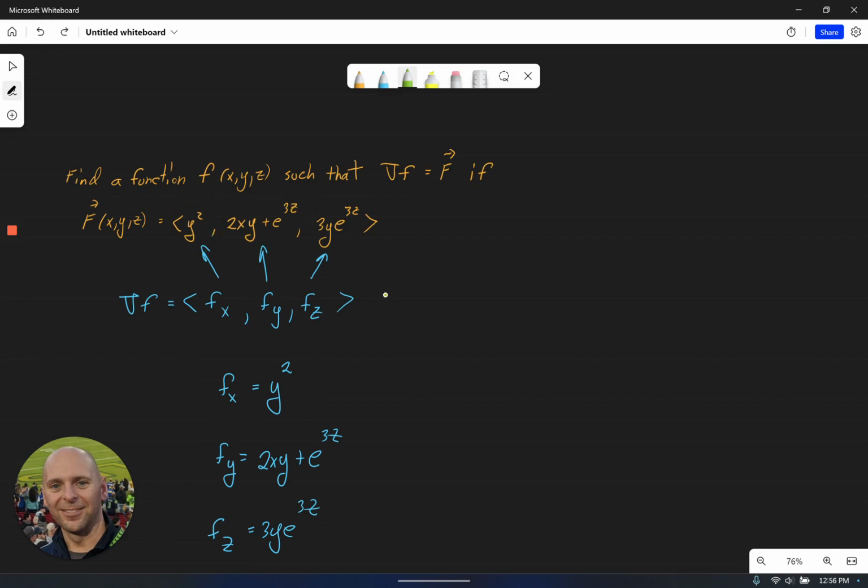So again, I'm going to take this first component here, the partial of f with respect to x, and we're going to anti-differentiate with respect to x because we know when I differentiate I'm supposed to get y squared. So that would imply that our potential function f of x, y, z would have to be equal to x y squared. Again, anti-differentiating this with respect to x on both sides. But of course we know as we anti-differentiate we end up with a plus c usually.